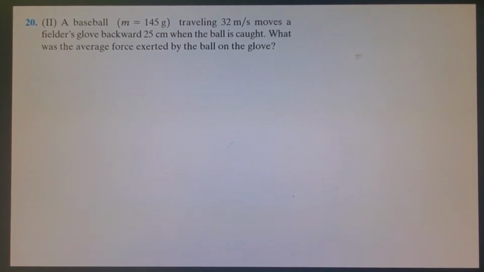This is chapter 6, problem number 20. The lucky number for this problem is 0.